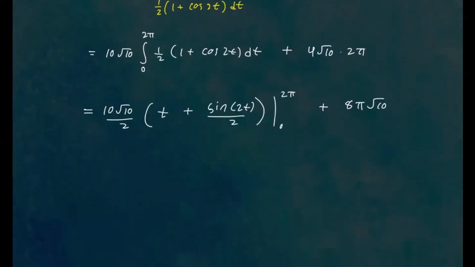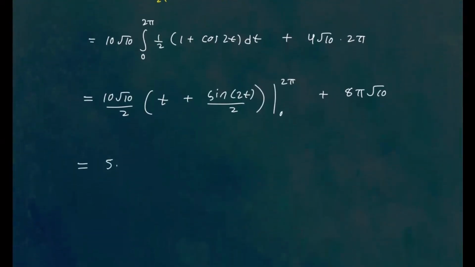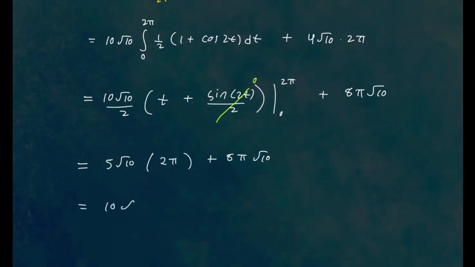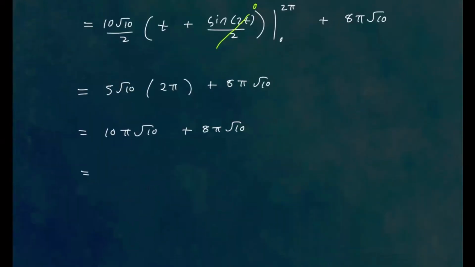Okay, so now we finish up the calculation. So we have 5 square root of 10. Plug in upper limit of integration, 2 pi. Sine of 4 pi is going to be 0. So the lower limit and the upper limit will give you 0 for this portion. So we simply have this plus 8 pi square root of 10, which will give us 10 pi square root of 10 plus 8 pi square root of 10. And if you combine them, since they are like terms, we have 18 pi square root of 10. All right, so that's the value of this integral.